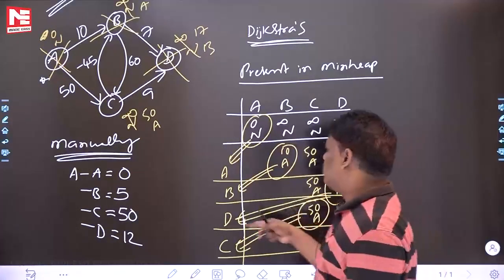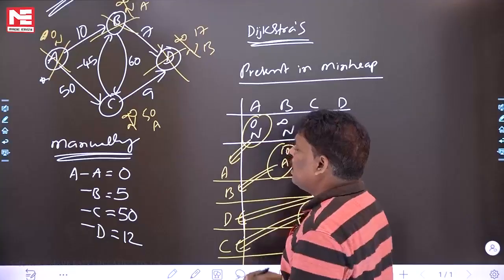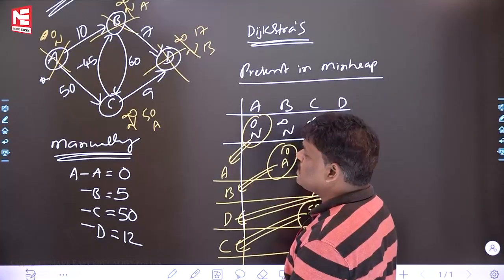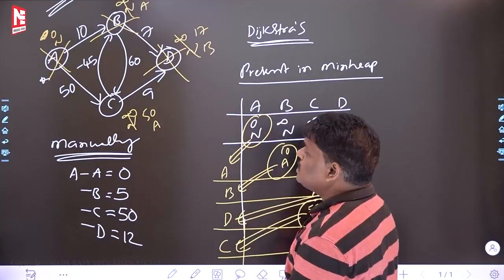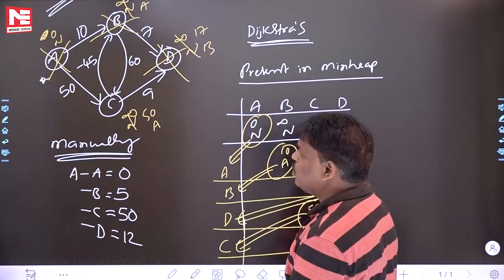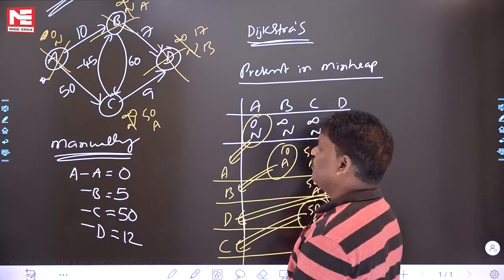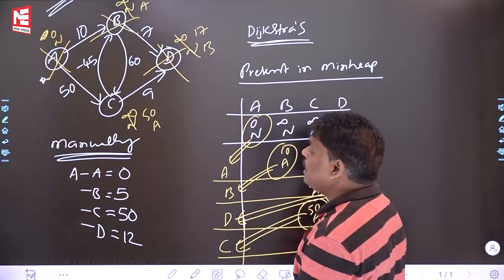Anyhow, C came as usual. C deleted. That is okay. After C deletion is over, can you see who are the C adjacent? See in the graph and talk. Who are the C adjacent? C adjacent is going to be B and D.